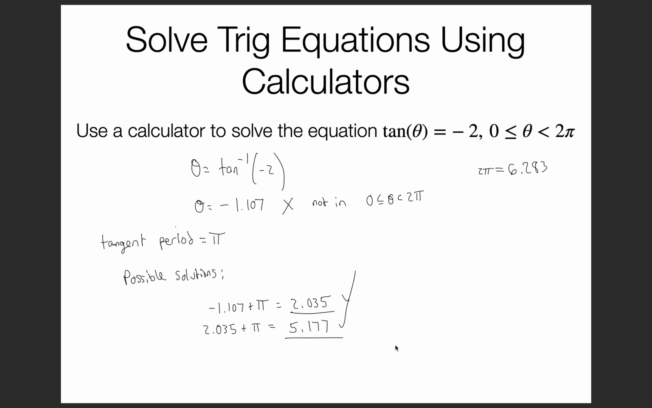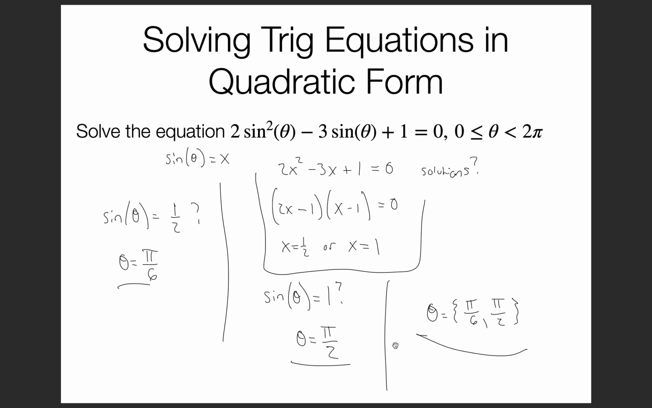Great. So now let's take that value and add pi to it, because of course tangent is going to repeat every pi. And so when I do that, I get 5.177, which is in between 0 and 2 pi, so it's my second solution. And then if I try again to add pi to 5.177, I'd get 8 point something, which is definitely bigger than 2 pi, and so wouldn't be a solution. So overall, I get 2 solutions, 2.035 and 5.177.